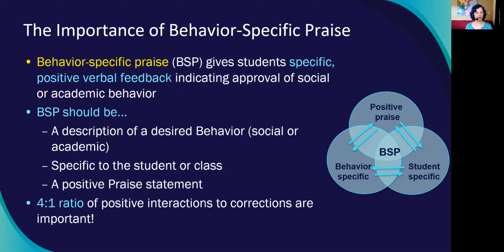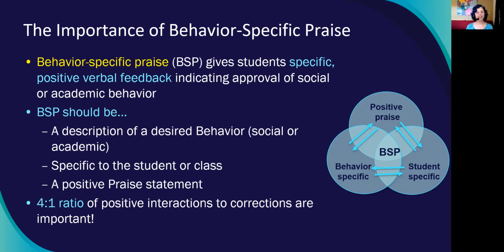Right? And we also want to have a ratio of 4-to-1 positive to negative, because negative interactions and comments and corrections ruminate in our brains and we think about them over and over. We even store them in a different part of our brain. So we need to increase the positives to even that out. So we want at least 4 positive statements to every 1 corrective statement in general, right?